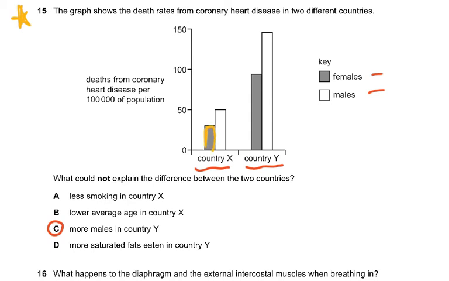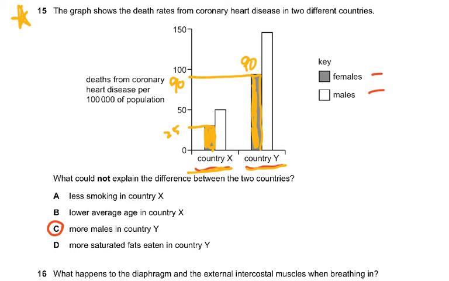Country X, the males were how many? It was nearly about 25 deaths from coronary heart disease per 100,000 of the population. In country Y, sorry, these are the females, not the males. So the females that died were 25 per 100,000 in country X. In country Y, the females were nearly 90. So 90 female deaths per 100,000, and say 25 in country X.